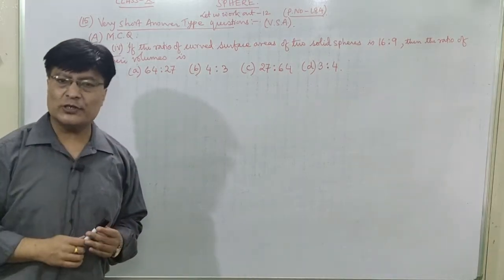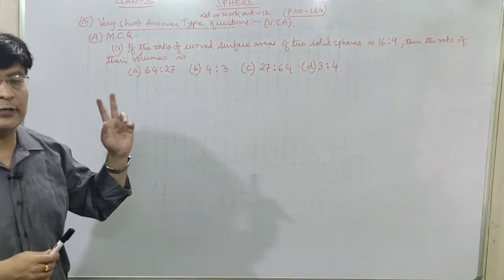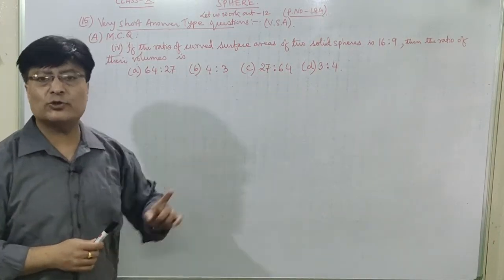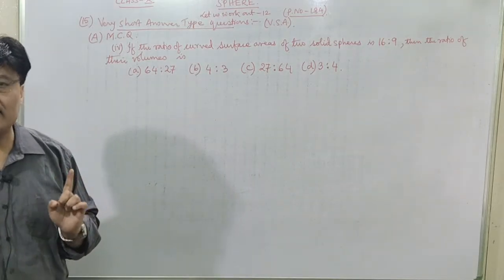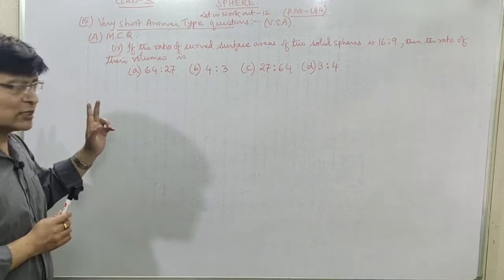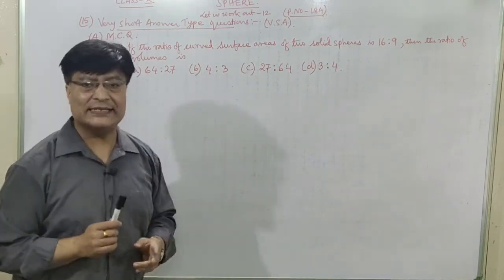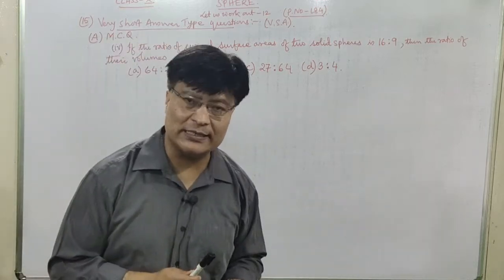So what is given in the question? The ratio of the curved surface area of the two solid spheres is given as 16:9. So in this case, you have to find out the ratio of their volumes. So which is the correct option? You have to choose the correct option from A, B, C and D. So which is the correct option in this case?